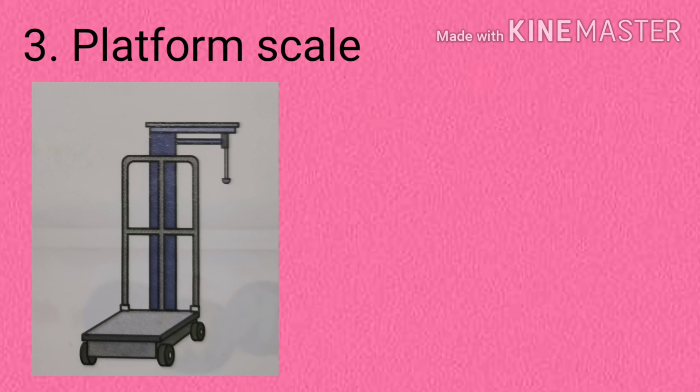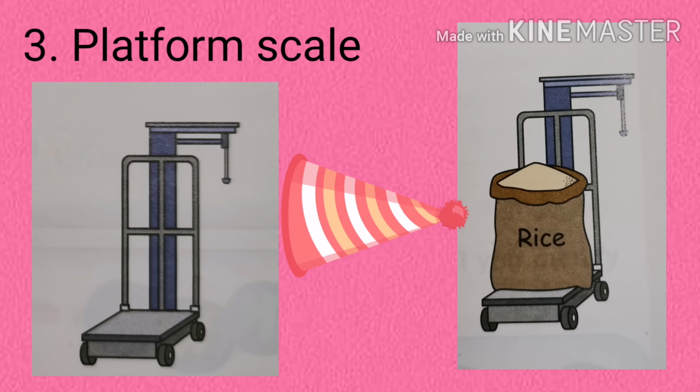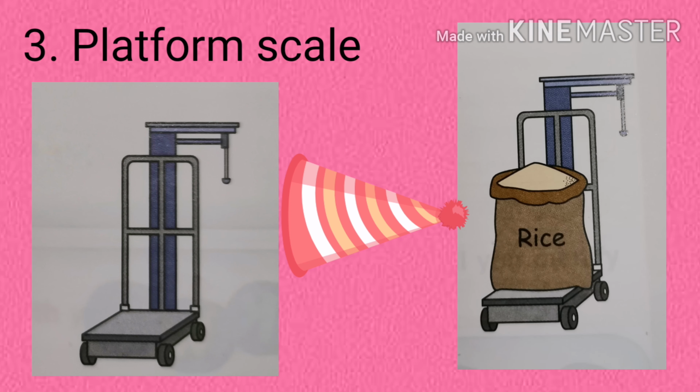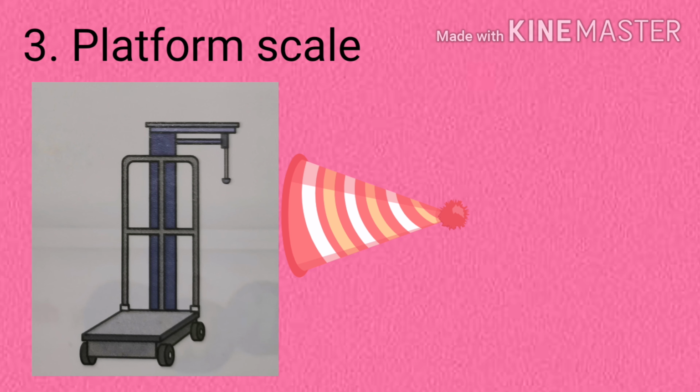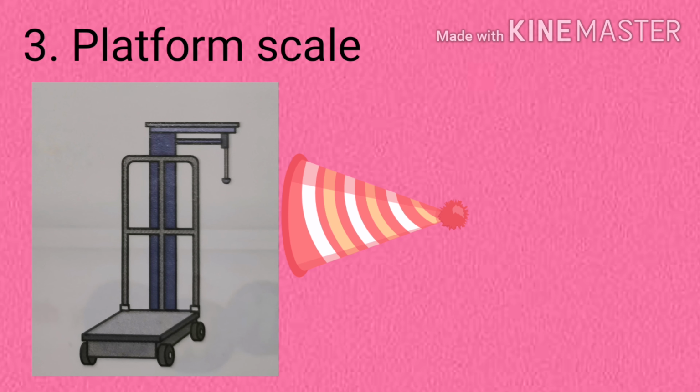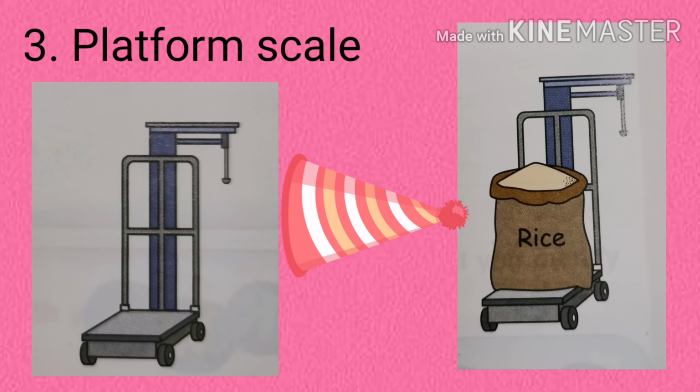Number 3, we use a platform scale to measure the mass of huge quantities of rice and flour, for example, in factories. Just like this. So it means this platform scale is for heavier objects.